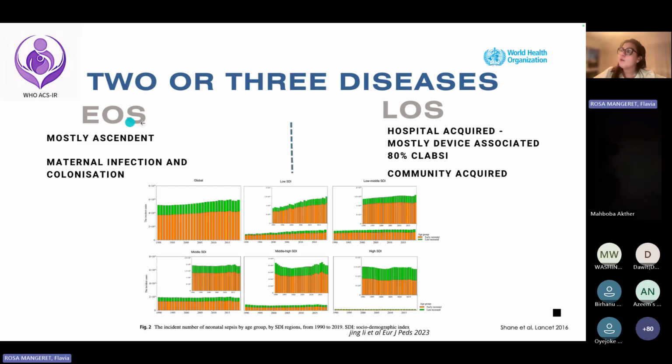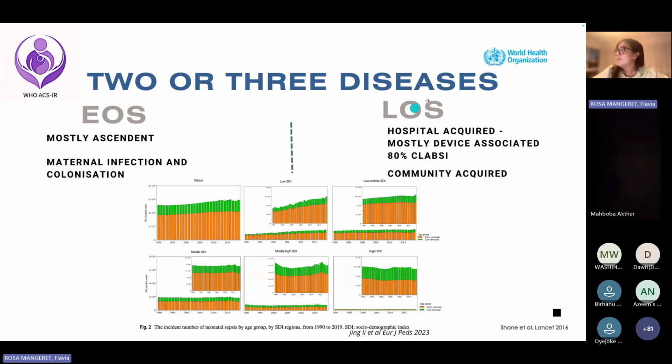Early onset sepsis is mostly an ascendant infection, so it's usually caused by a maternal infection, maternal colonization. The mother has the bacteria, and during delivery, or across the barrier between the mother and the baby, the baby gets colonized with the same bacteria that the mother has. And once the baby gets colonized, he can become infected. This can happen intrauterus. It can happen just at the moment of birth. It can manifest signs of infection usually in the first 72 hours.